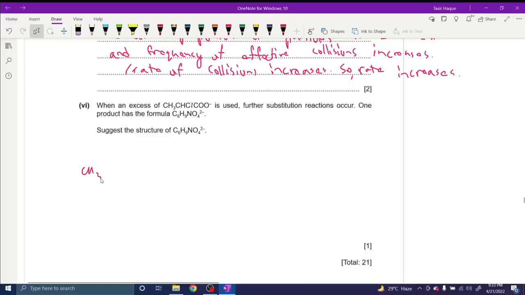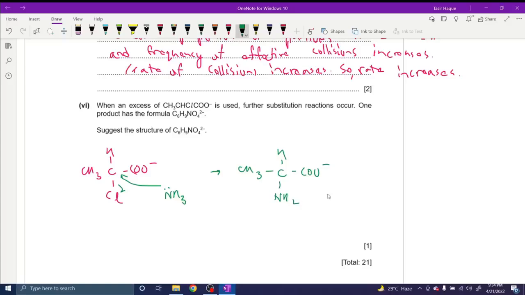So first we had CH3CHCl COO minus. What happens initially is that NH3, with the lone pair, actually takes the place of this chlorine and we end up with this: CH3CHCOO minus NH2. This is the product after first substitution. So what's gonna happen next?